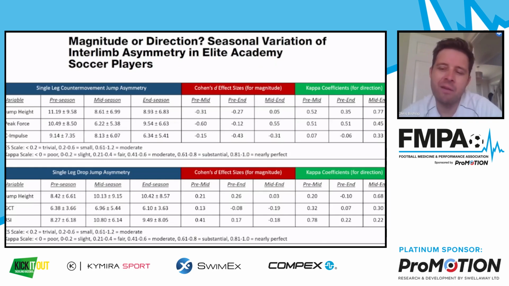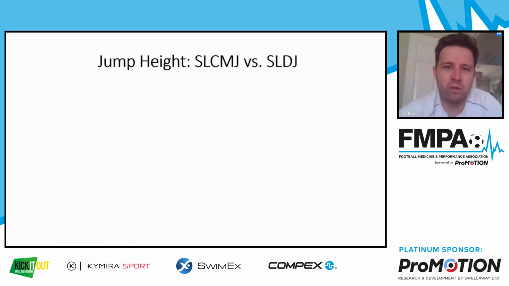That means that the limb that's producing the most force, the limb that's jumping higher in this instance, because that's the metric we're looking at, is actually swapping sides quite a lot from time point to time point. So it's probably easier to illustrate this on a graph. I'll show you two, and this will look at jump height. The first one will focus on the single leg counter movement jump, and the second one will focus on the single leg drop jump.